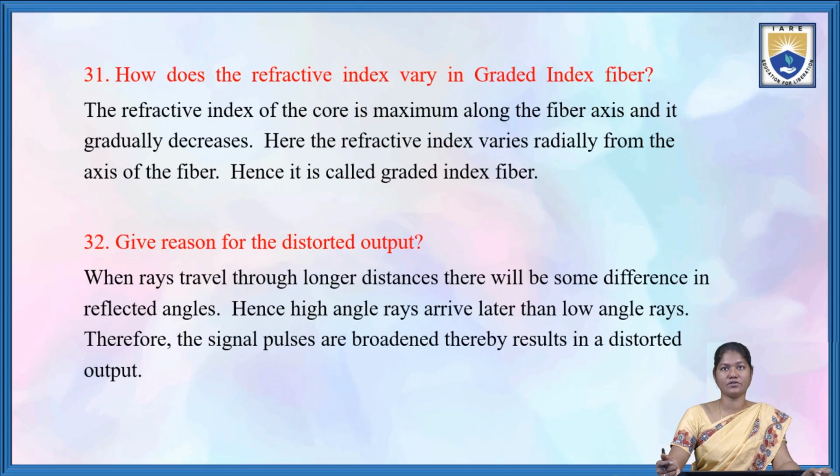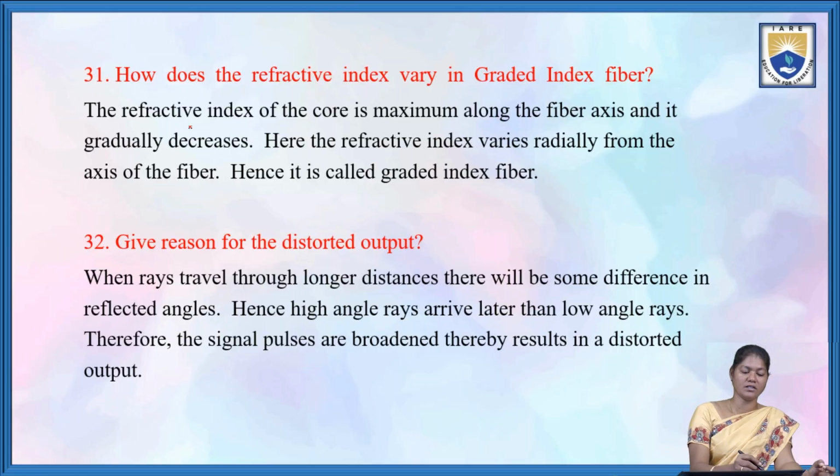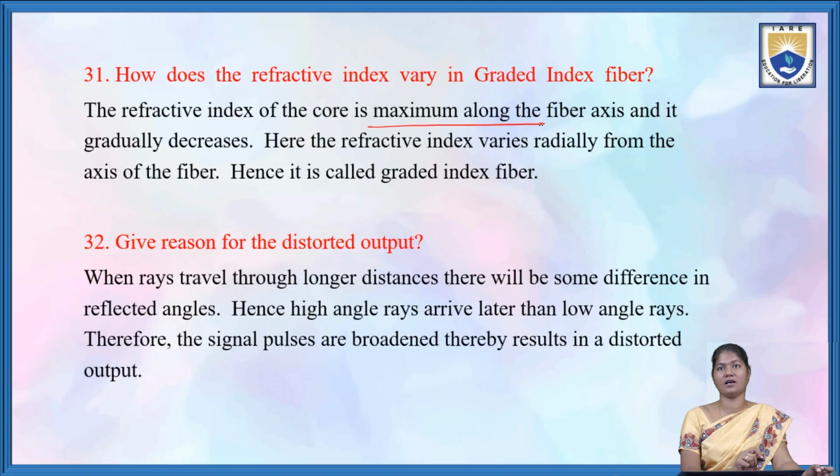How does the refractive index vary in a graded index fiber? The refractive index of the core is maximum along the fiber axis and it gradually decreases. Here the refractive index varies radially from the axis of the fiber, hence it is called graded index.